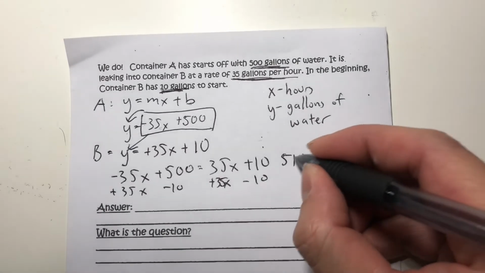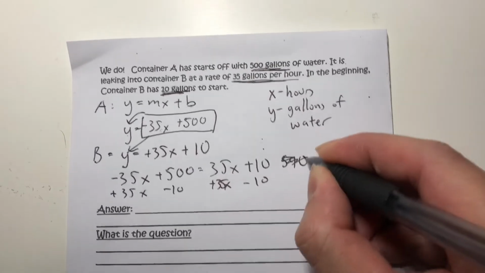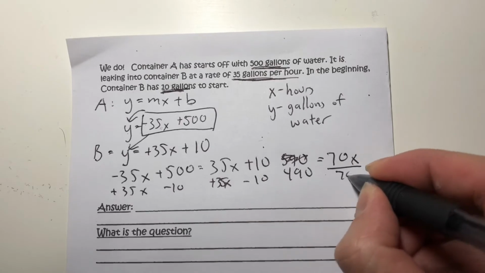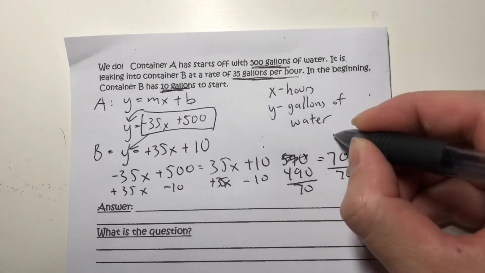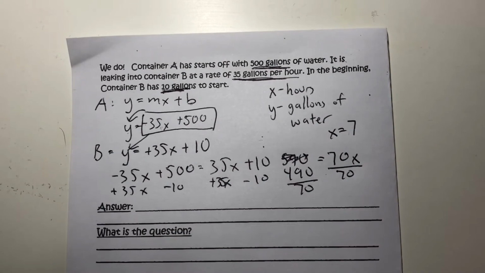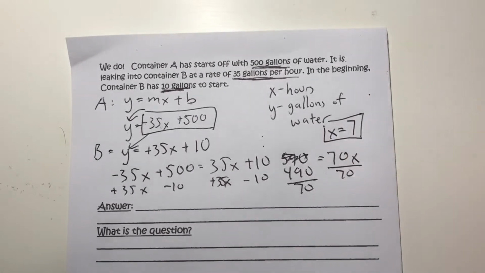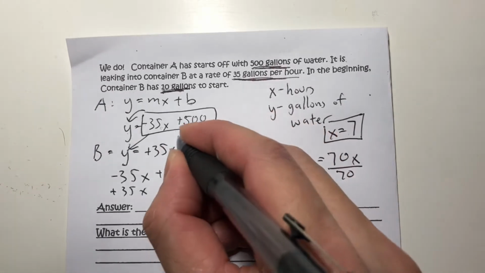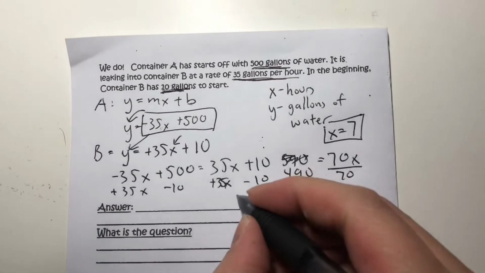Oh wait, 590. No wait, 490. Divide both sides by 70. X is equal to 7. That's one of your answers. Remember, once you get x, plug it back in to find y. Let's plug 7 back into this equation and find y.